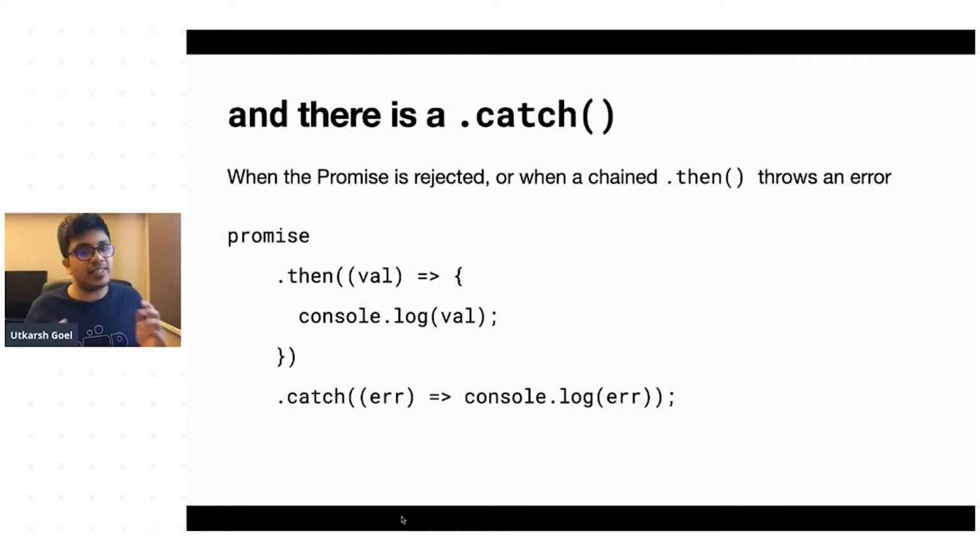And finally, there is a catch. Not literally a catch, but a catch function in JavaScript, which basically attaches an error handler to these promises. Whenever a promise is rejected using the reject function, for example, or a chain .then throws an error, we can handle that error using this .catch. It's very similar to all of the syntax that we've seen. We give it a callback with the error value as the argument, and then you can handle the error however you want.